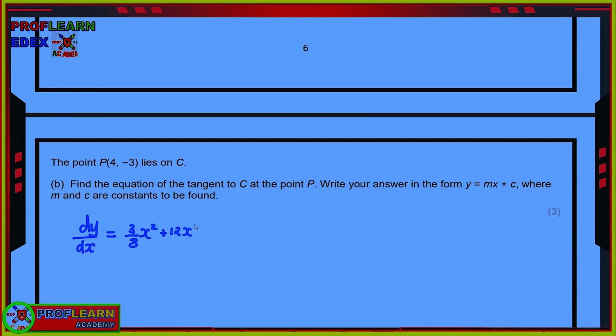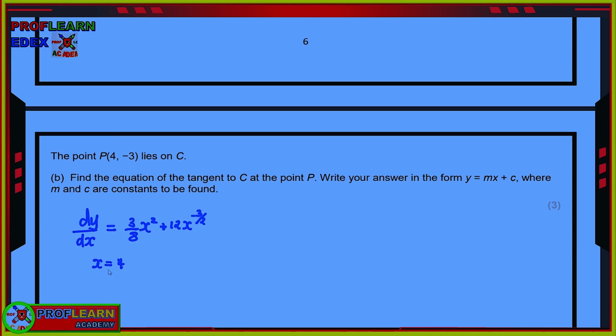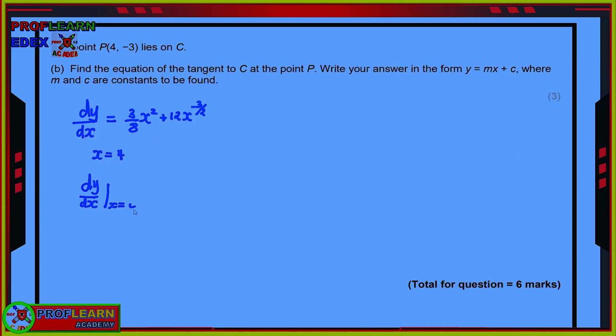Then our x, you can see, is 4. So we are going to evaluate dy/dx at x equals 4. Anywhere we have x, we shall substitute 4. Then our gradient of the curve at that point, for x equals 4, is what? Putting it through my calculator, I get 7.5.